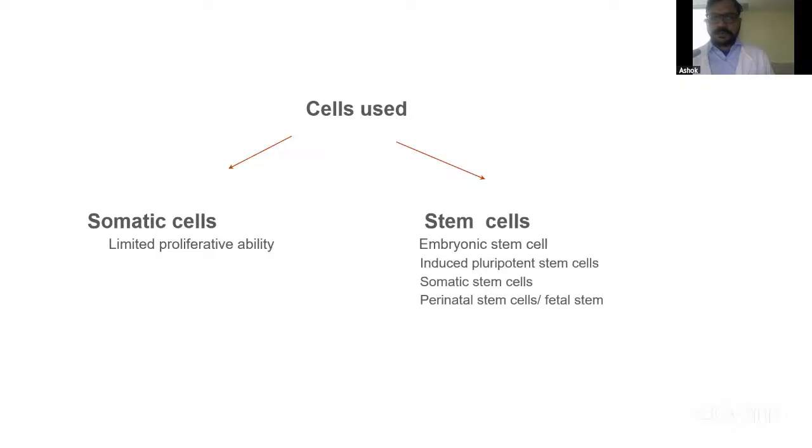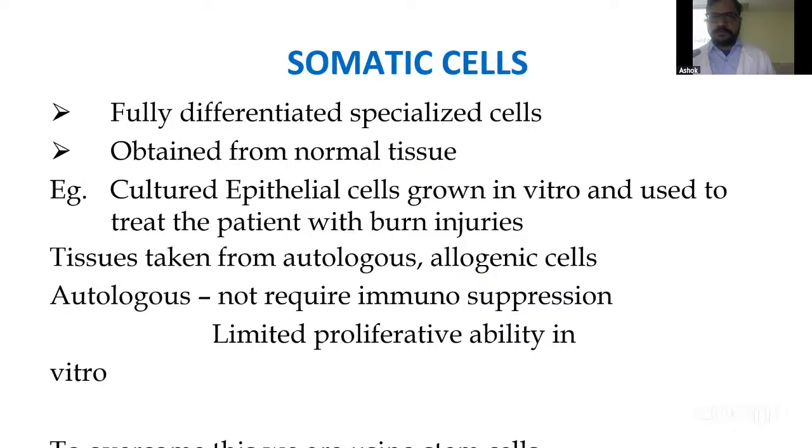Cell use: somatic cells have limited proliferative ability, and stem cell types are embryonic stem cell, induced pluripotent stem cell, somatic stem cell, and perinatal stem cell or fetal stem cells. Somatic cells are fully differentiated specialized cells obtained from normal tissue. Example: cultured epithelial cells grown in vitro and used to treat patients with burn injuries. Tissue can be taken from autologous or allogenic cells. Autologous cells do not require immunosuppressant. Limited proliferative ability in vitro.